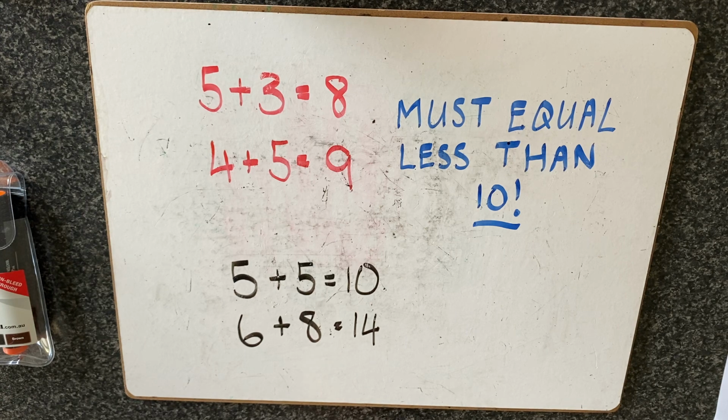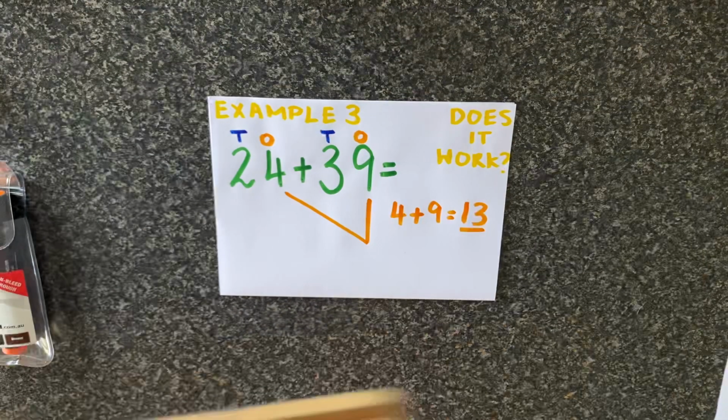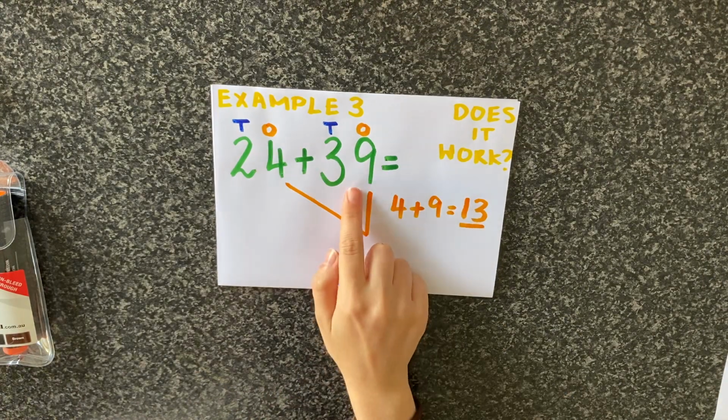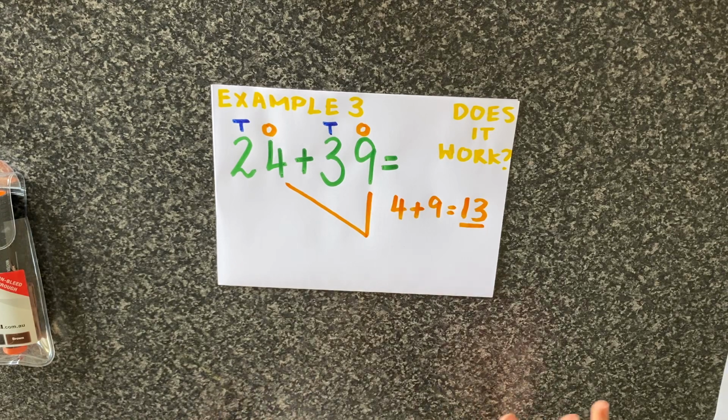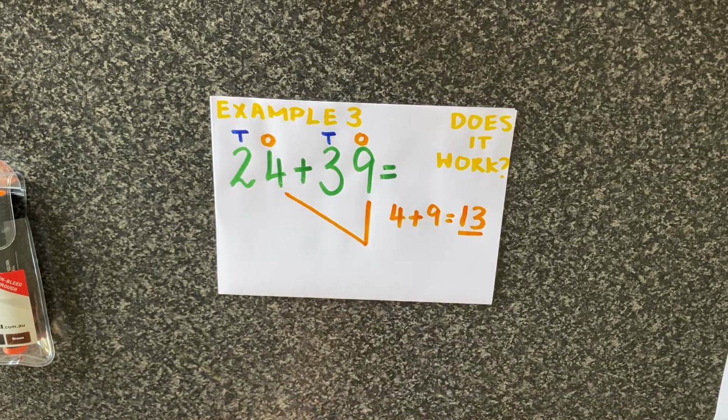You will learn how to do that in further year levels, but for now, you can only use the split strategy if your equations equal less than 10. If they equal more than 10 and you've started, you'll have to go back and choose another strategy. You might think, okay, I could round that number to a 40 to make it easier to add, or you could use the jump strategy for this sum, but you can't at the moment use the split strategy because 4 plus 9 equals more than 10.